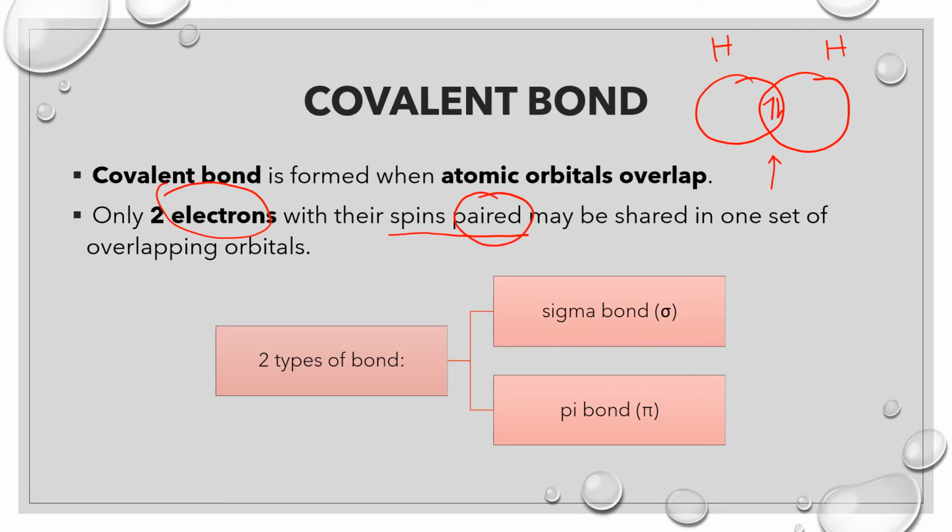Okay, spin yang berpasangan. Okay, so we cannot have this kind of spin. Okay, semasa berlakunya overlapping. Tak boleh macam ni. Okay, mesti spin yang berpasangan. Okay, dalam satu area. Okay, dalam satu set of overlapping orbitals. And there are two types of bonding yang boleh terbentuk melalui this orbital overlapping, iaitu sigma bonding dan juga pi bonding.